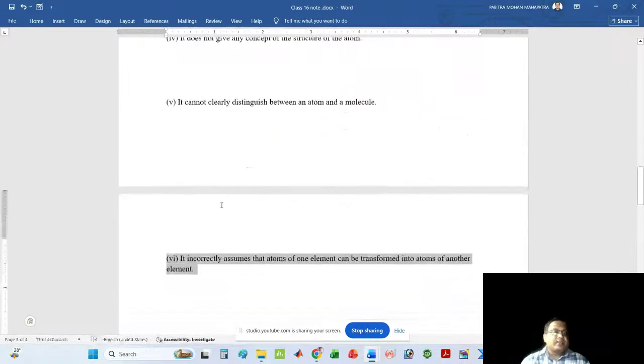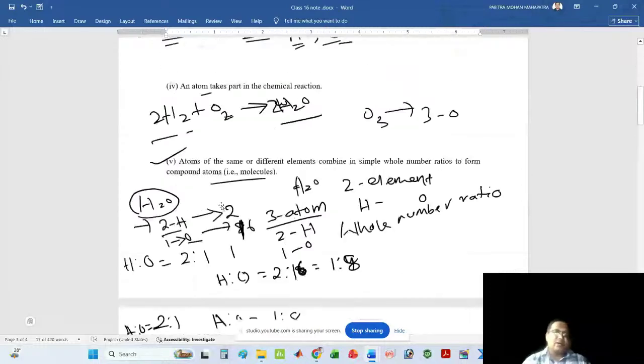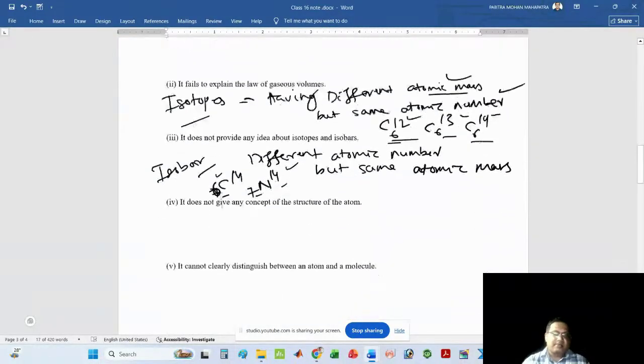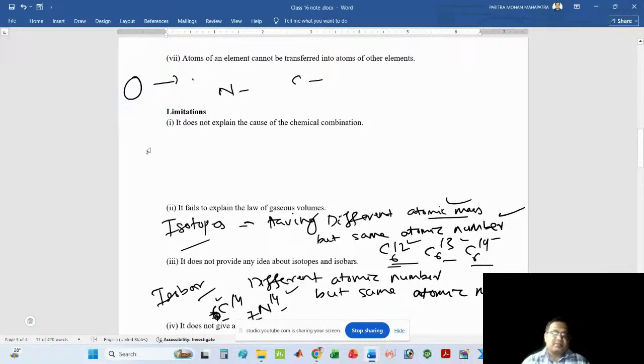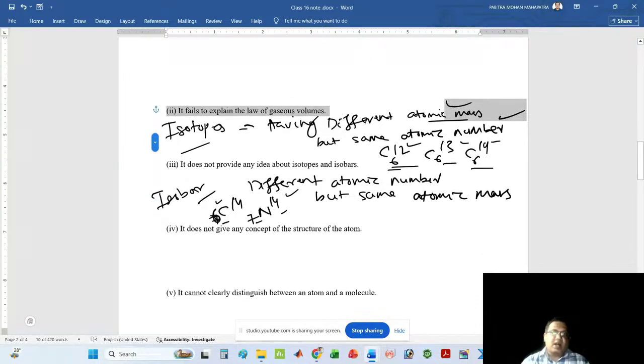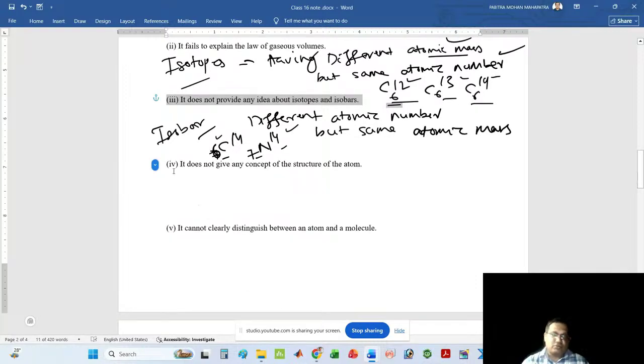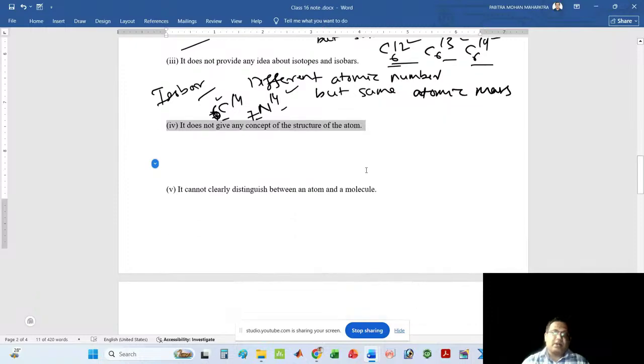These are the few limitations regarding Dalton's atomic theory. Again, I will explain what the limitations are. First, it does not explain the cause of chemical combination. Second, it fails to explain the law of gaseous volume. Third, it does not provide any idea about isotopes and isobars. It does not give any concept of the structure of the atom.